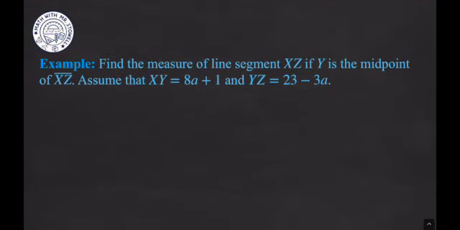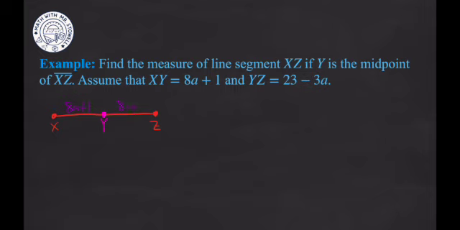In this other example, we have to find the measurement of line segment XZ, if Y is the midpoint of line segment XZ. Assume that XY equals 8a plus 1 and YZ equals 23 minus 3a. Write down our picture. It's always good to visualize what's going on. So we have XZ as a big one. We have the midpoint, which is Y. And we know that XY is 8a plus 1, which means that YZ is also 8a plus 1.